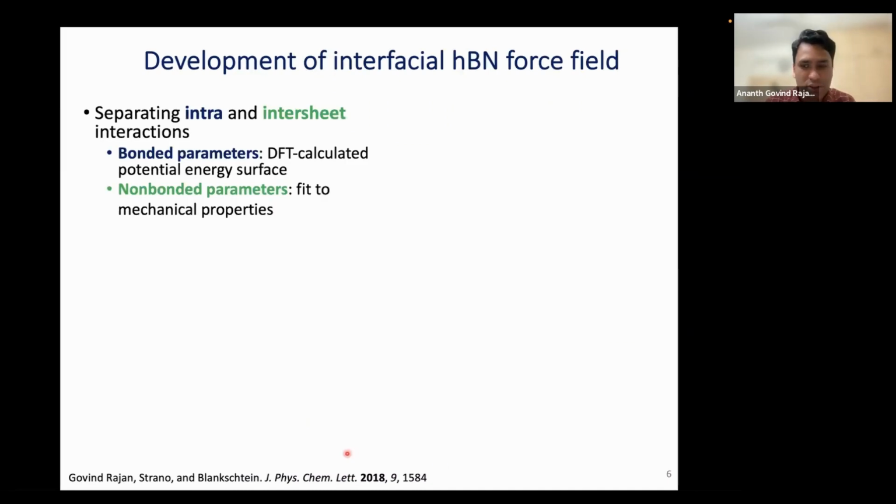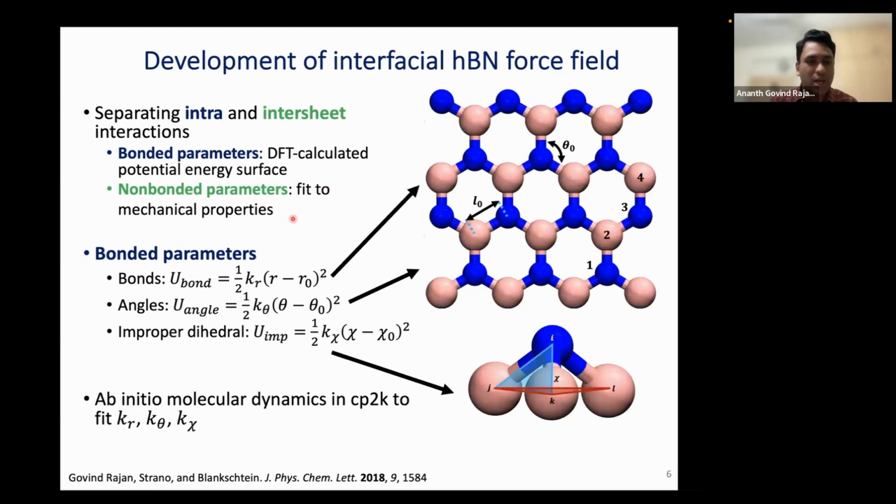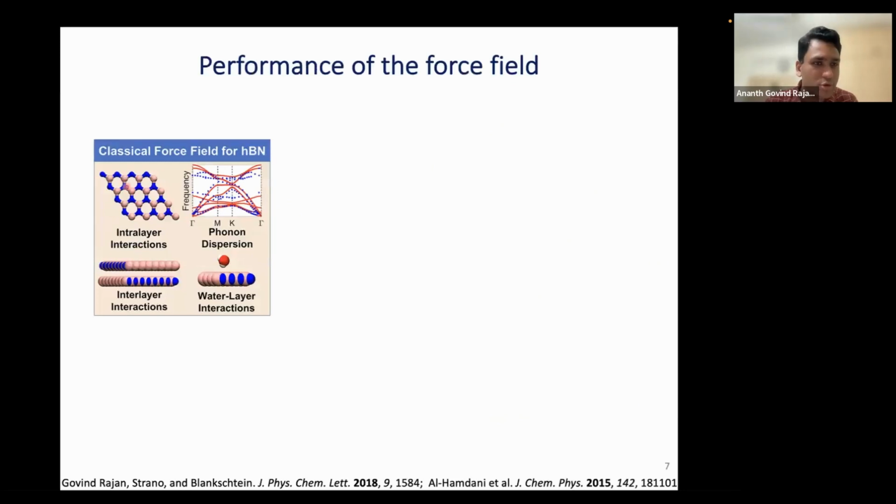And this was work that was done back in 2018, wherein we showed that by separating the intra- and intersheet interactions, we could use ab initio molecular dynamics to fit the bond angle and dihedral parameters, and the non-bonded parameters could later be obtained by fitting to mechanical properties of hBN just by looking at the interlayer interactions. And once that was done, we were able to create a force field that did reasonably well in 4 different ways, to predict the intralayer and interlayer interaction, but also the phonon dispersion for the low energy acoustic modes and the water layer interactions.